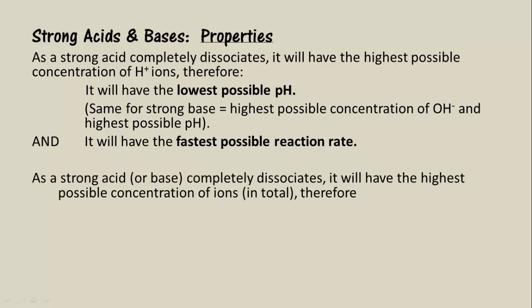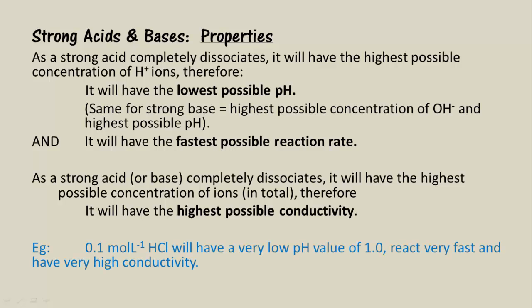As a strong acid or base completely dissociates, it will have the highest possible concentration of dissolved ions in total. Therefore, it will have the highest possible conductivity in solution and will be the greatest conductor if exposed to an electrical current. So, using our 0.1 molar hydrochloric acid, we would have a very low pH value of 1.0, react very fast with metals or carbonates, and will have the highest conductivity with an electric current.